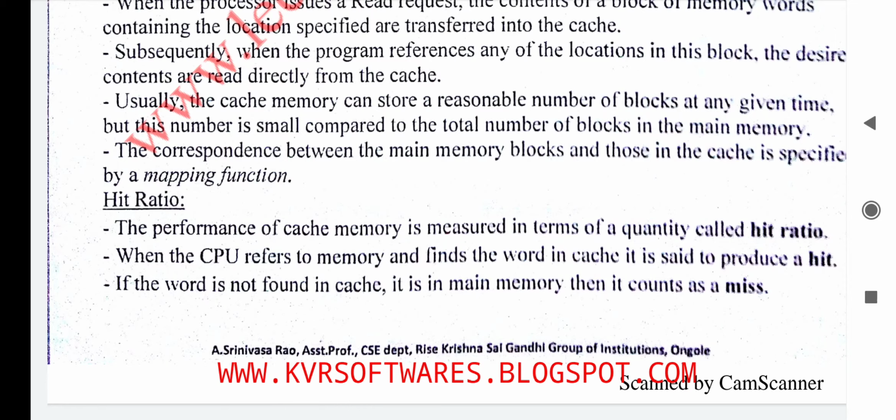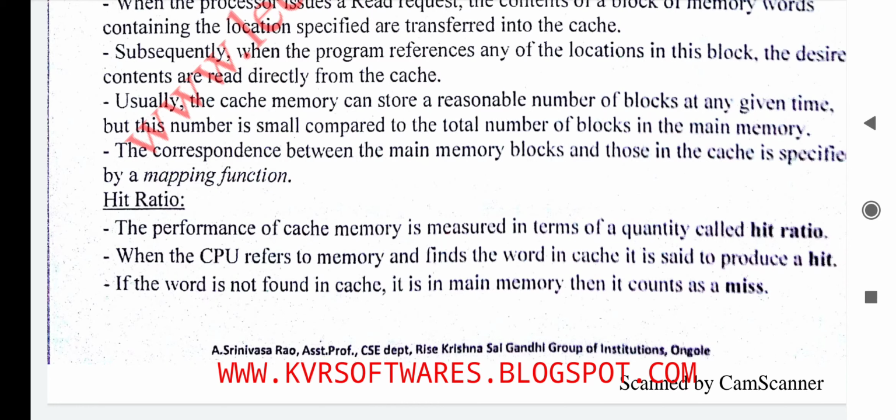When the CPU refers to memory and finds the word in cache, it is said to produce a hit. Means if a word or content requested by the CPU or processor is available in the cache memory, then it is said to be a hit. If the word is not found in the cache, it is in the main memory, then it counts as a miss. Okay, hope you understand my point.